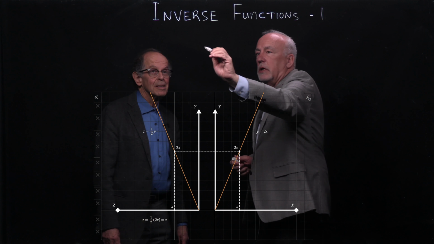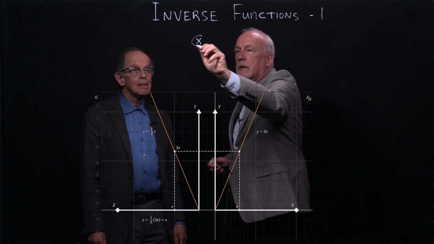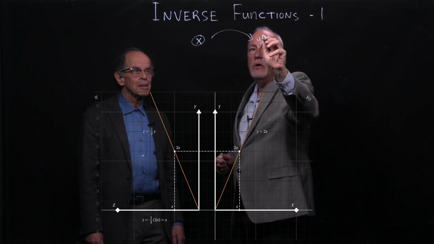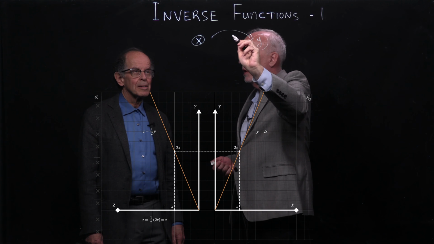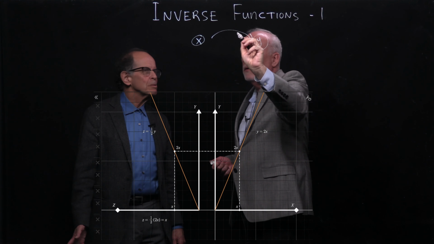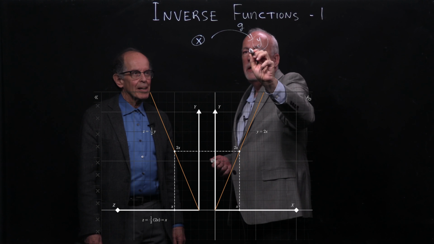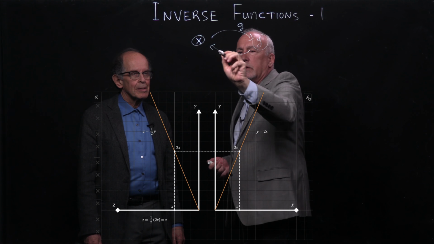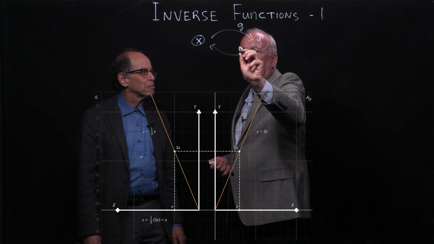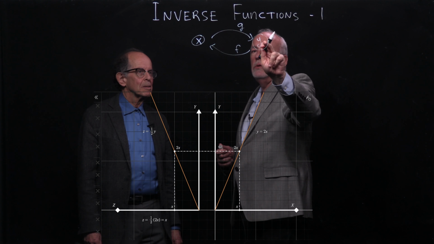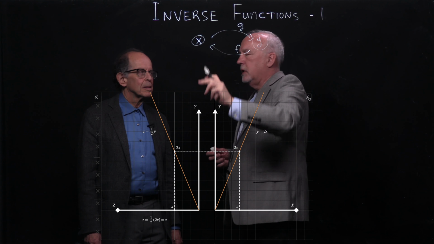So we can draw a little picture. We have this value x, and somehow it changes through a function into a value y. I'll call that function g, and then we want another function that goes backwards, which you'll call f. So g of x would equal y, and f of y is equal to x.